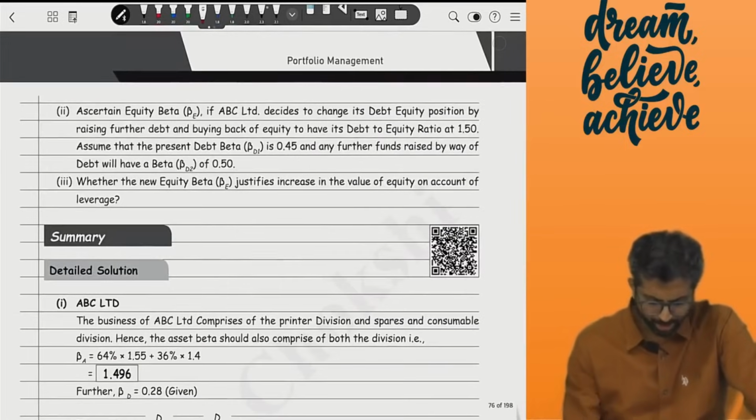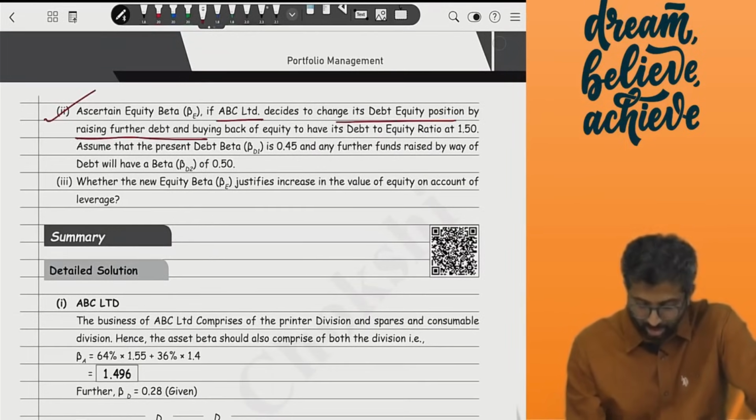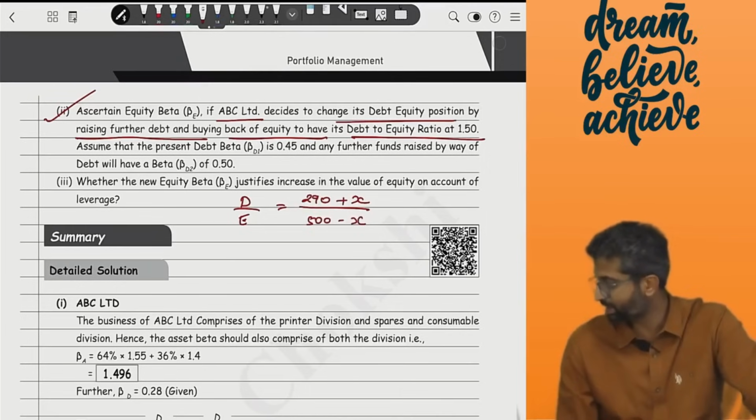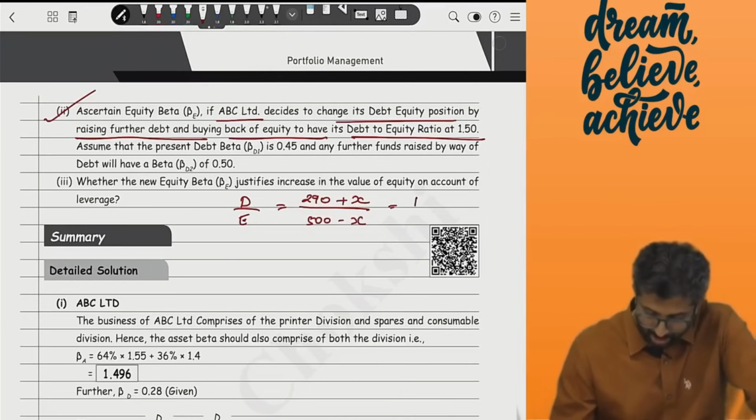What is part 2 saying? Ascertain the equity beta if ABC decides to change its debt to equity position by raising further debt and buying back equity to have its debt to equity ratio at 1.5. If the revised debt to equity ratio has to come to 1.5, my existing debt is 290 plus I will issue new debt, let us say X. My existing equity is 500. I use the money that I raised from debt to buy back equity, so this is minus X. Hence this will equal 1.5.